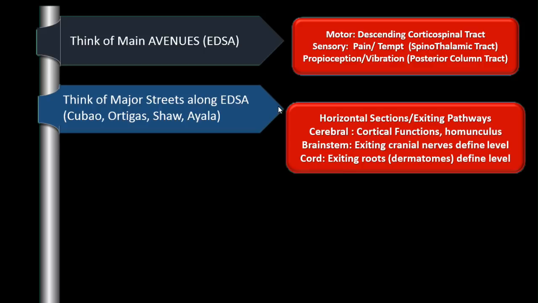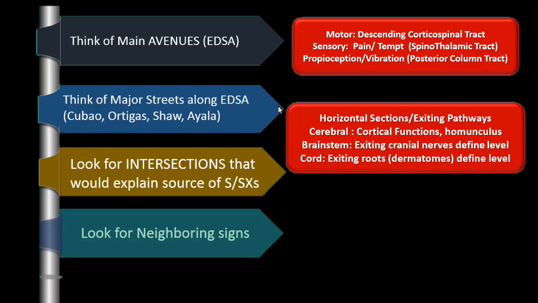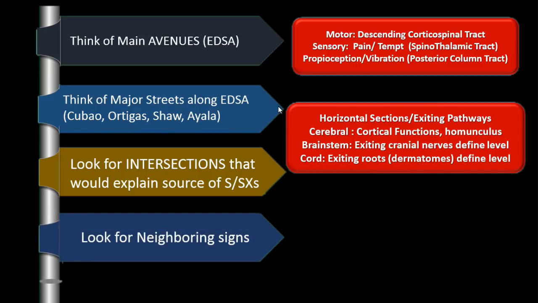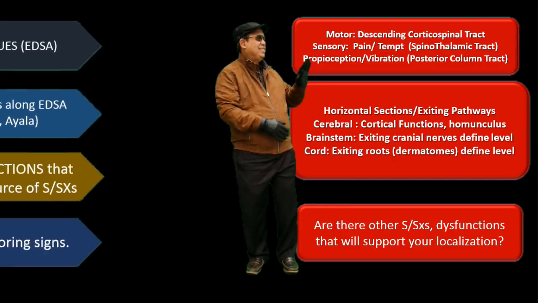And think of the cord. Remember the exiting roots. The dermatomes would define the level. Look for intersections that would explain the source or the location, the reason for the signs and symptoms. And by the way, don't forget to look for neighboring signs. Are there other signs and symptoms, dysfunctions near the suspected lesion that will further support your localization? Take that away.